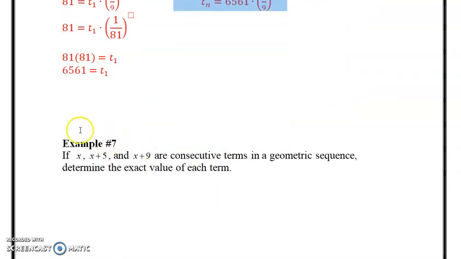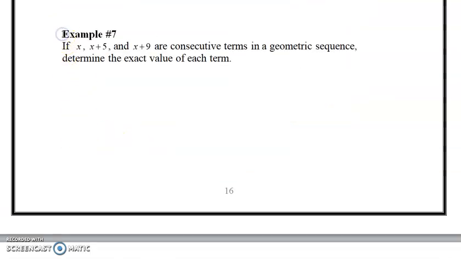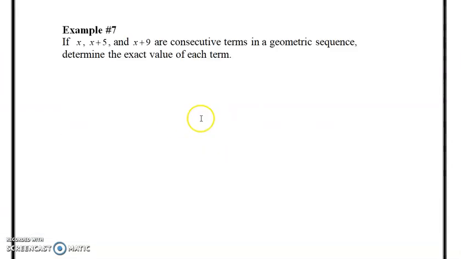Now we're going to move on to example 7. Example 7 says if we have x plus 5 and x plus 9 as consecutive terms in a geometric sequence, determine the exact value of each term. So this is an interesting question. If we have a geometric sequence, that means the common ratios between consecutive terms will be equal. Therefore, we can set this up like a ratio, a proportion here.